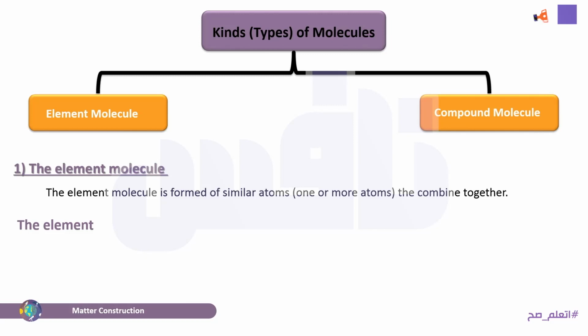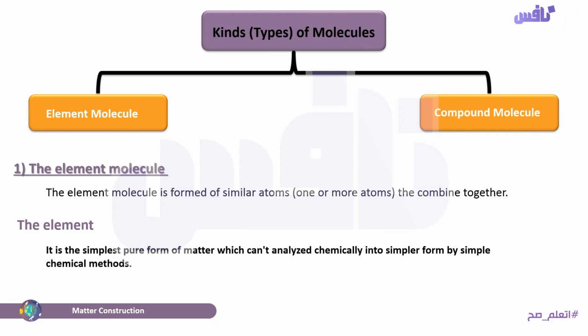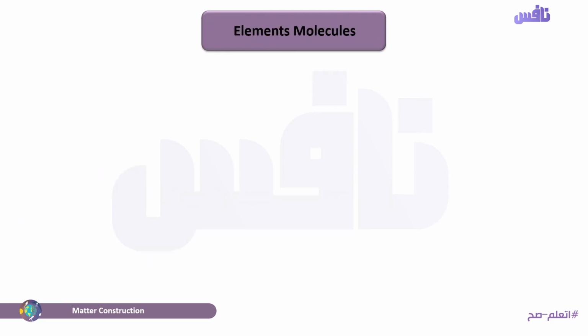What is the meaning of element? Element is the simplest pure form of matter which cannot be analyzed chemically into a simpler form by simple chemical methods. Now I will explain the types of element molecules.